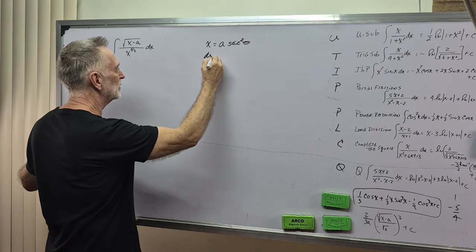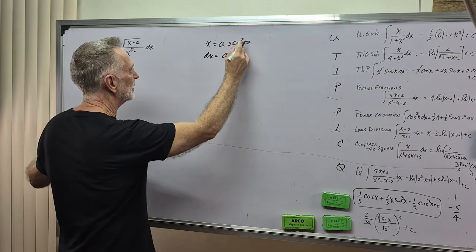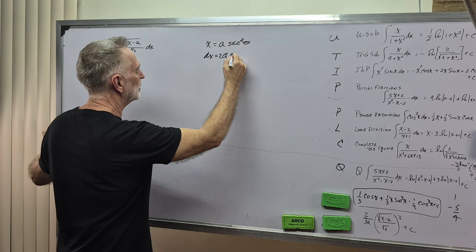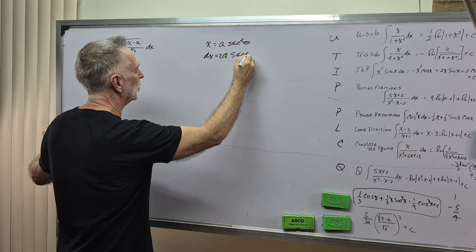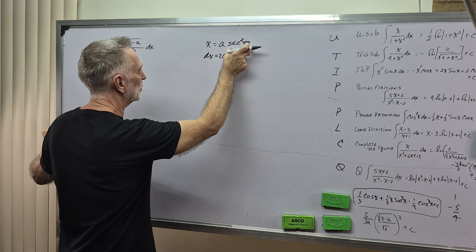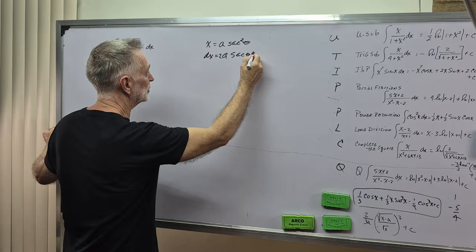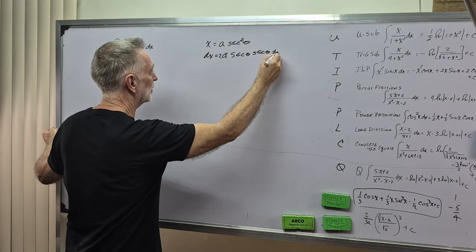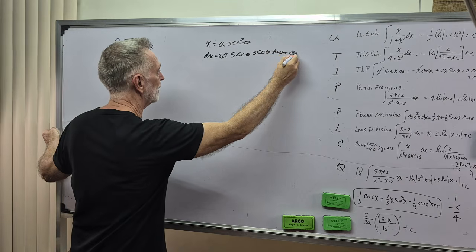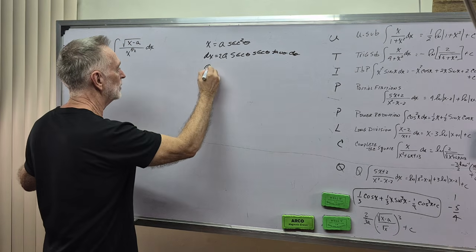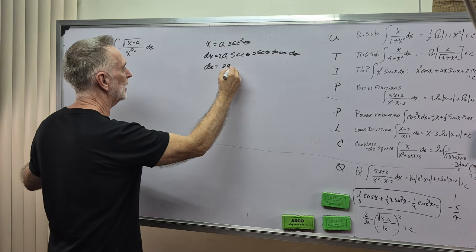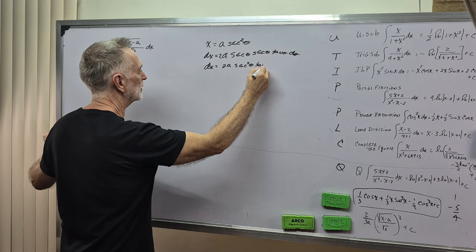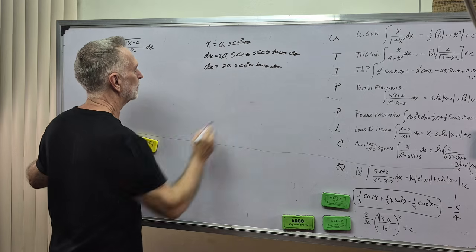So dx equals a times, bring the 2 down, 2 secant theta to the first power times the derivative of secant, which is secant theta tangent theta d theta. Whoa. So dx equals 2a secant squared theta tangent theta d theta.